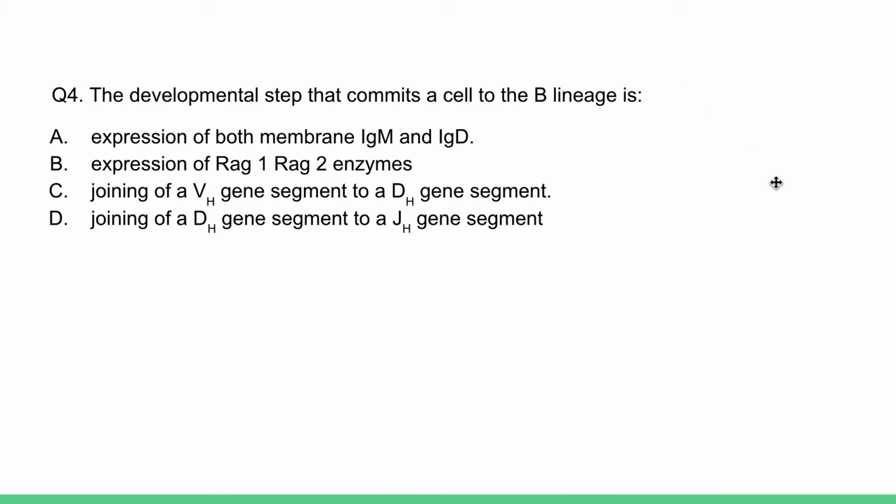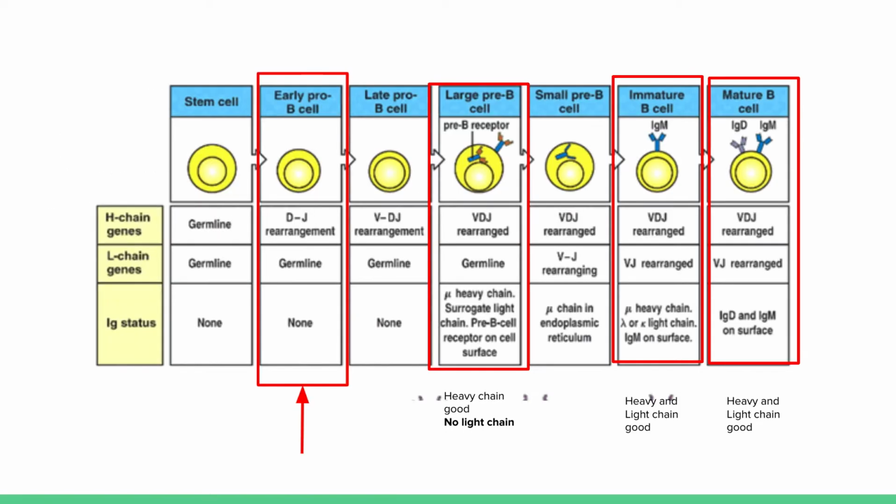Okay, the developmental step that commits a cell to the B lineage is. So think about this, pause your video and then unpause when you're ready to answer. And in order to be able to answer this question, we have to understand the development of a B cell, okay? How a B cell goes from being a stem cell to being a mature B cell.